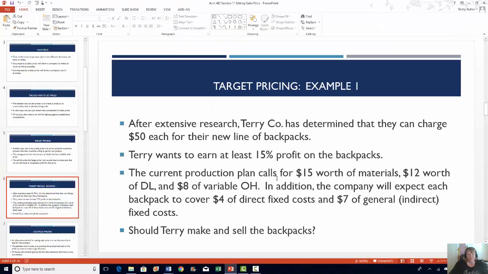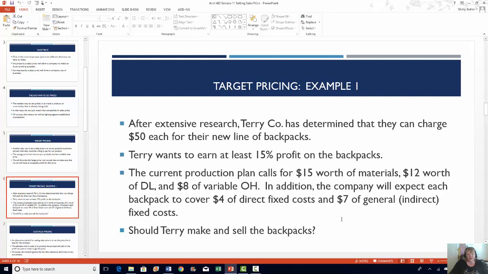Terry wants to earn a 15% profit on the backpacks, so that's where I got that. I kind of jumped the gun. Now, the current production plan calls for $15 worth of materials. We're going to see if we can make it for this $43.50. The current production plan calls for $15 worth of materials, $12 worth of direct labor, and $8 of variable overhead. In addition, the company will expect each backpack to cover $4 of direct fixed costs and $7 of general or indirect fixed costs, should Terry make and sell the backpacks.